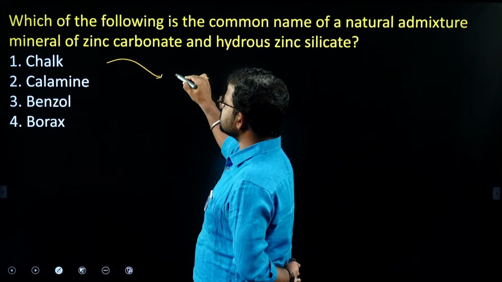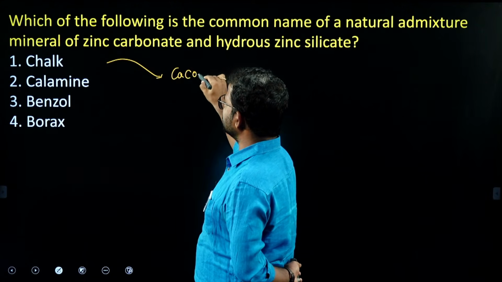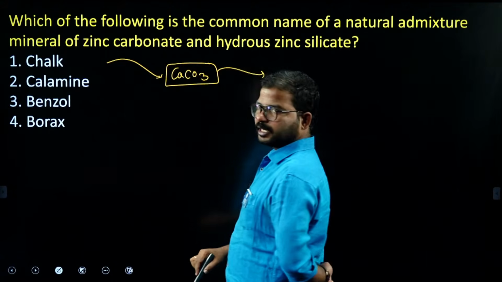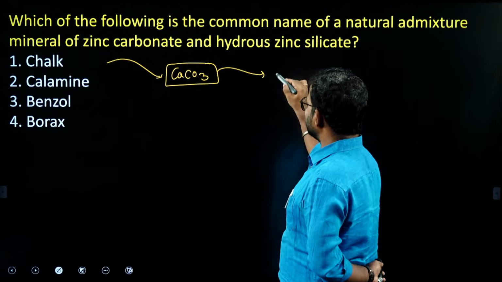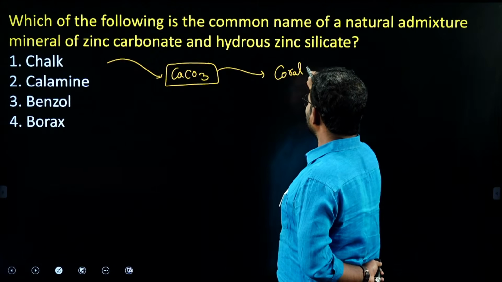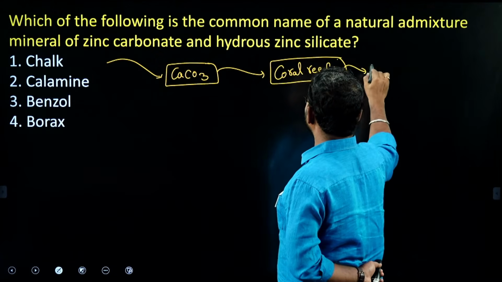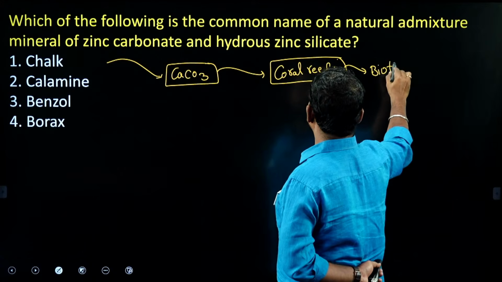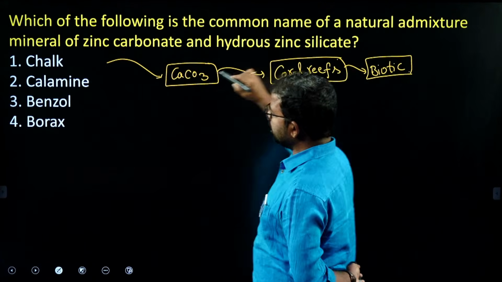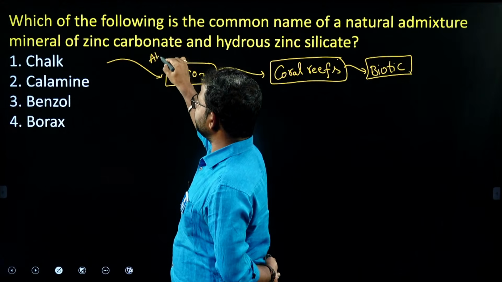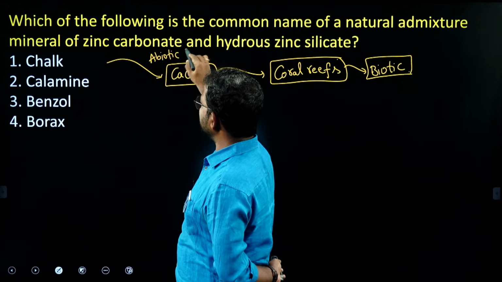So chalk means calcium carbonate, CaCO3. Calcium carbonate is the same kind of chemical that exists in coral reefs. So these coral reefs are treated as biotic. Biotic means living component. What about a piece of chalk? This is an abiotic component.